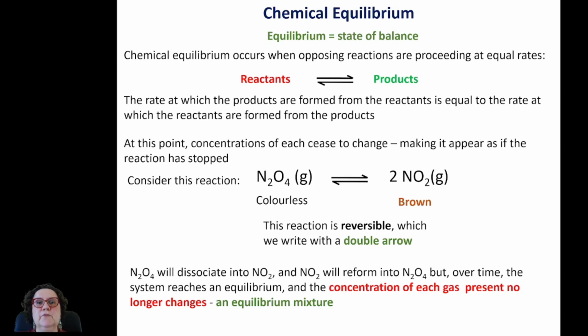Chemical equilibrium. Equilibrium is a state of balance. A chemical equilibrium occurs when you have a reaction, you have some reactants and you have some products, and the reactants are reacting to make products at the same rate as the products are breaking down to make reactants. Any reaction can reach that equilibrium state.